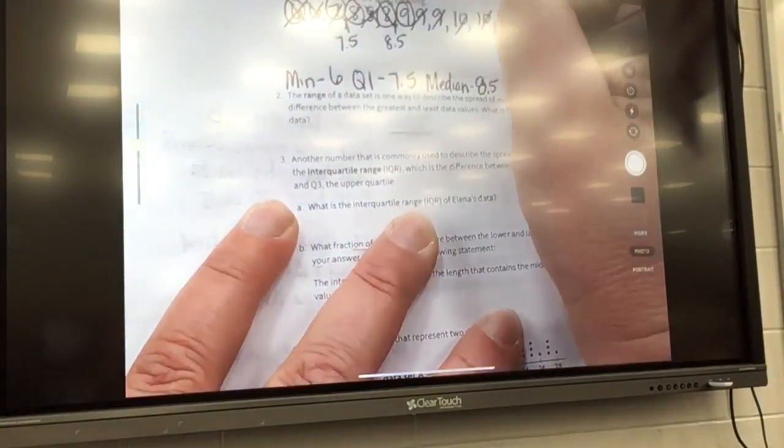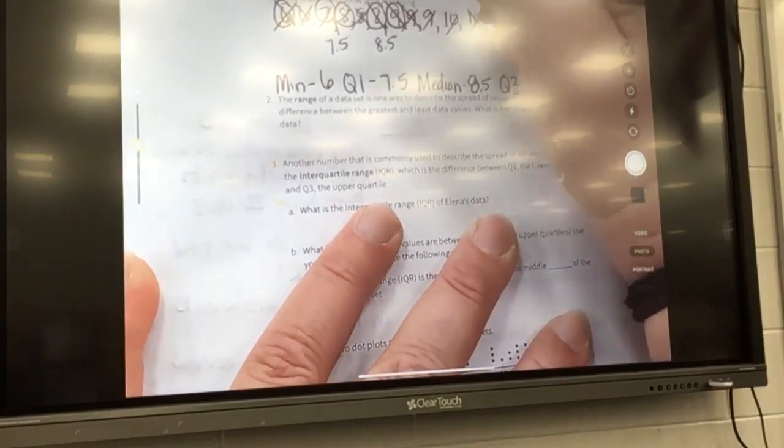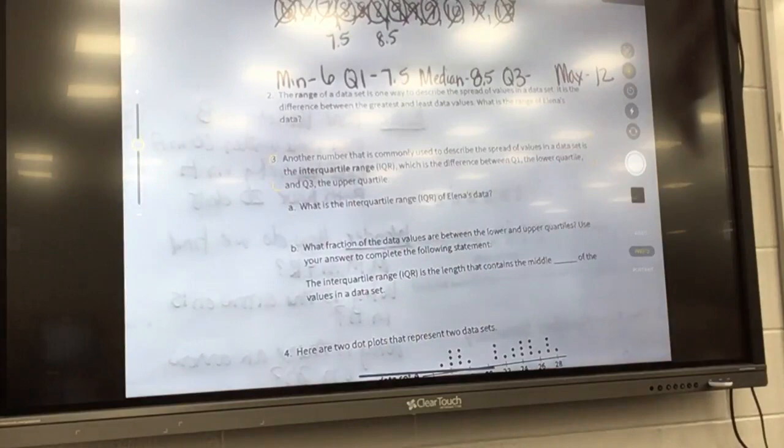And then my Q3, I'm including my 9. And I end up with 9 and 10. What is in the middle of 9 and 10? Wyatt, since you're talking and don't feel the need to listen, what's in the middle?